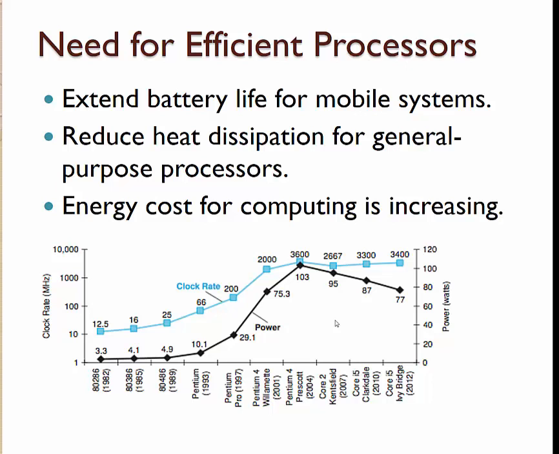The graph shows that power in watts has decreased while we've maintained the clock rate, since with new generations the voltage has decreased. Finally, the energy cost for computing has been increasing. Both computing needs have increased, as well as the cost of electricity.